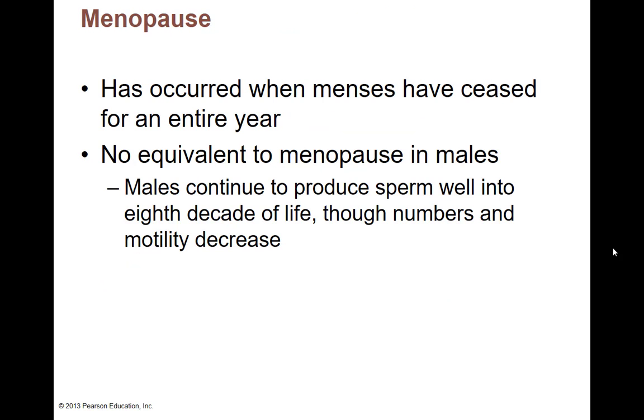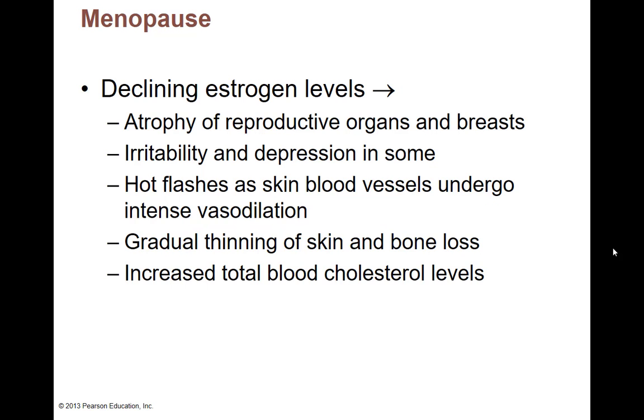Menopause, everything goes away. The word itself means the stopping of menstruation. Now, we consider someone in menopause if they have not menstruated for a full year. There is no equivalent to menopause in males. Males will continue to make testosterone, continue to make sperm throughout their entire life. The levels may go down, but it doesn't stop. So they can do it for their entire life.